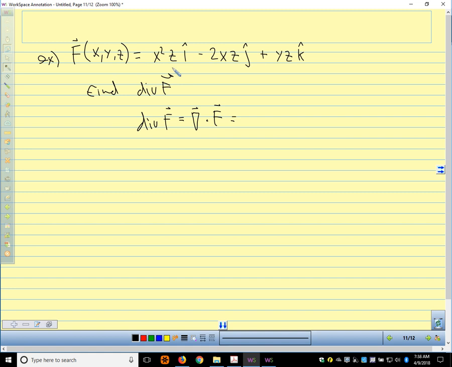The divergence of f, div f, is del dot f. So we take the partial of the x component with respect to x, 2x, plus the partial of the y component with respect to y, 0, plus the partial of the z component with respect to z, 2xz. Oh, we did remember how to take partial derivatives. So the divergence is 2xz plus y. What does that mean? It has something to do with the tendency of that field to flow outward.